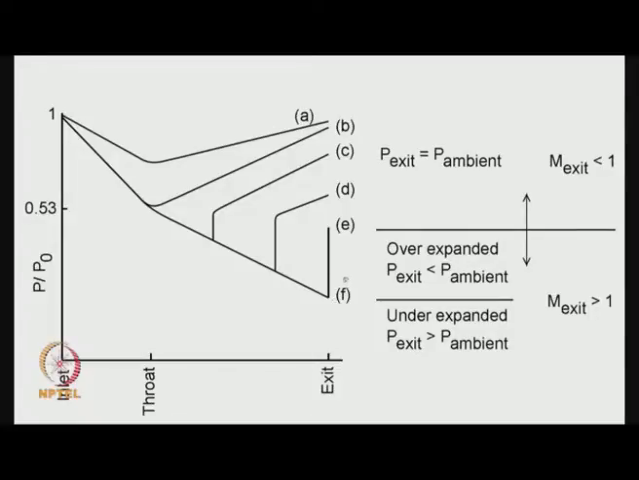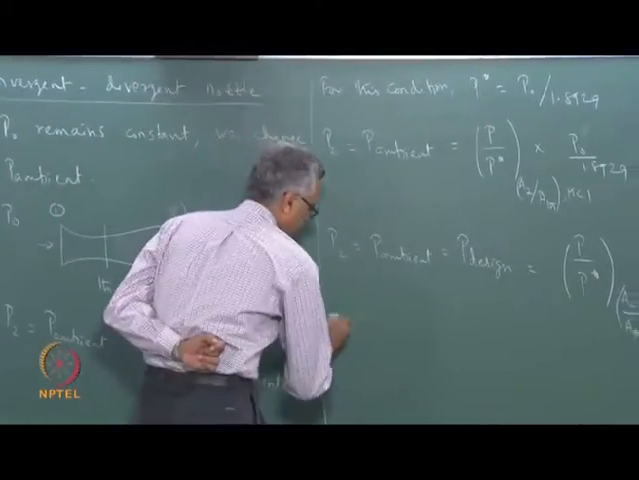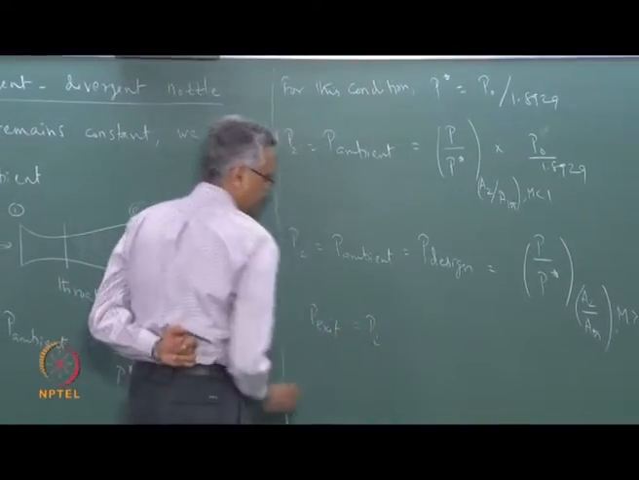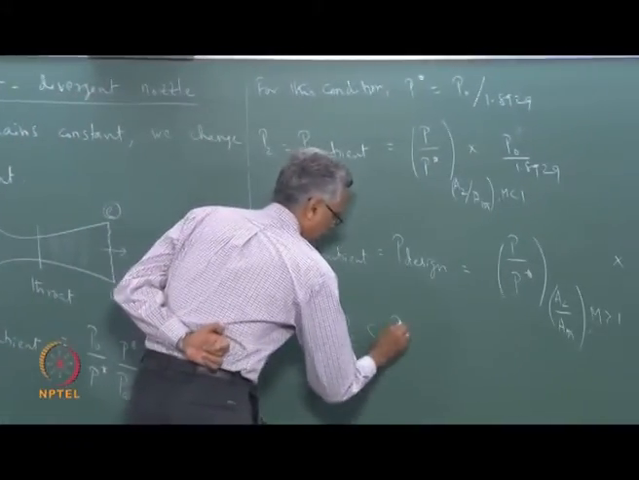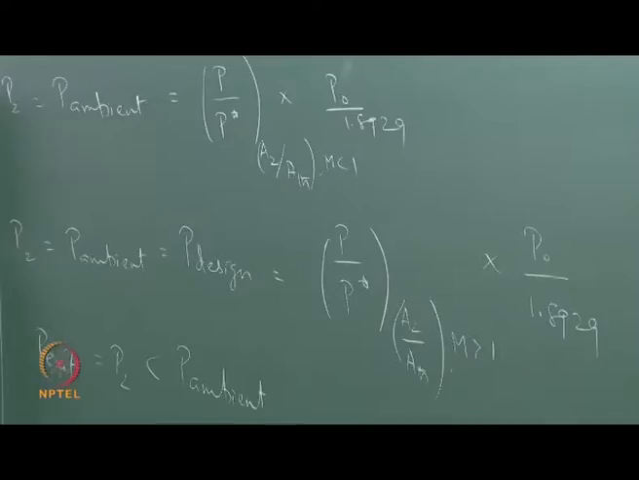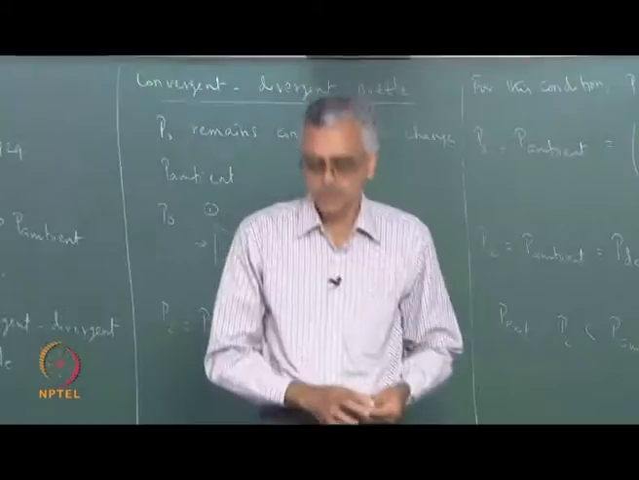But notice that in this case, the ambient pressure has a value somewhere over there, but the exit pressure is somewhere over here. So corresponding to this case, the P exit, which is P2, is actually less than the ambient pressure. Do you see this point? This is an extremely important point which does not happen in the case of a convergent nozzle. Okay, let us go through this one more time.